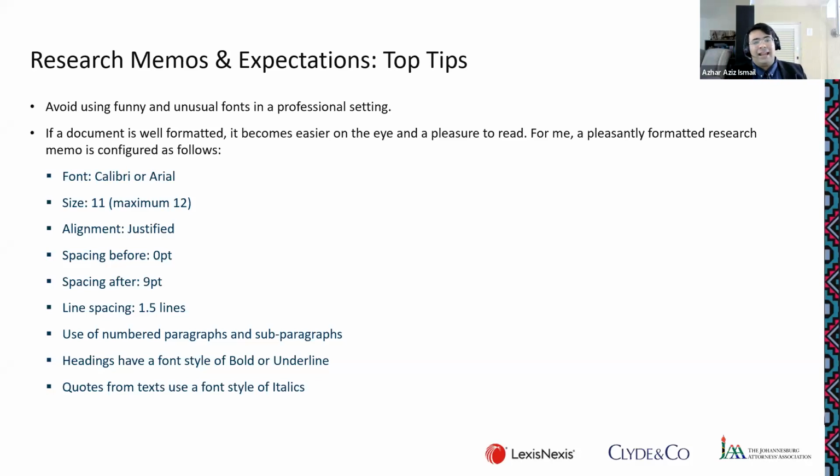Now, line spacing, I like to leave it as 1.5, but if you're doing a first draft and you need someone to check it, you can make it double because it gives space for your seniors to write in. Otherwise, I like a 1.5 line spacing. I find single spacing is too thin. Make use of numbered paragraphs and subparagraphs. It really makes it easier to follow the discussion. And headings need to have a font style of bold or underline. That's quite important for me. And if you're quoting from texts, use italics. It's easy to distinguish.